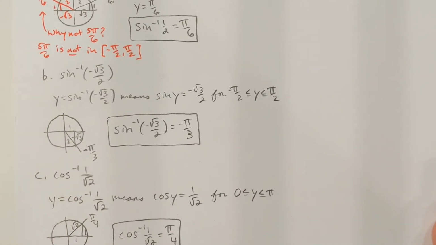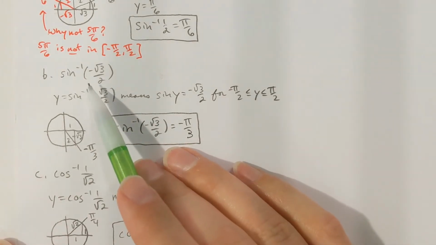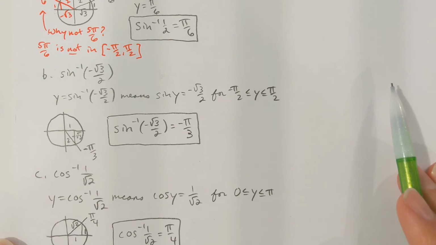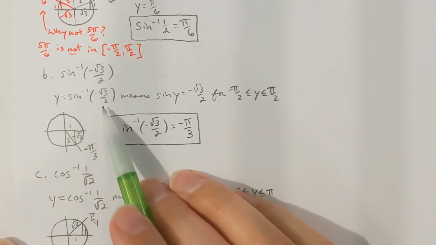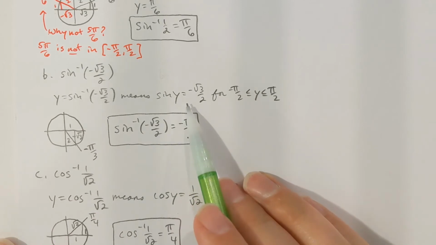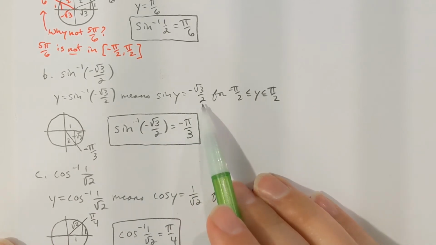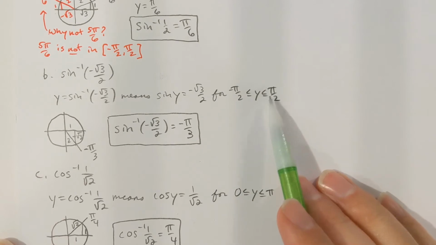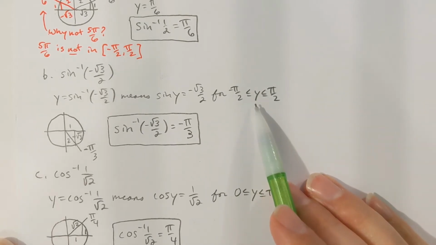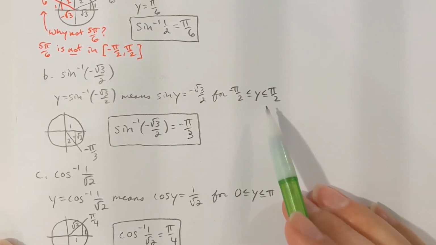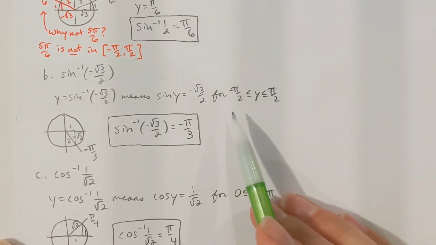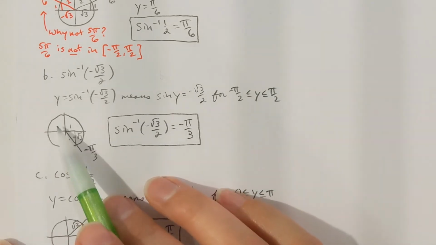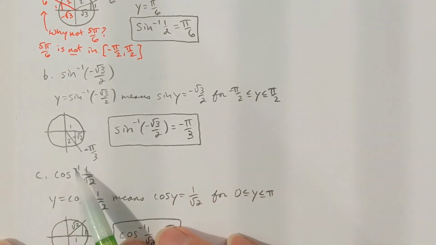Okay, let's take a look at part B. I want to know the exact value of sine inverse of negative root 3 over 2. Well, if I call that y, y equals sine inverse of negative root 3 over 2 means that sine of y would be equal to negative root 3 over 2. And this would be for values of y that are ranging between negative pi over 2 and pi over 2. Again, I always just write down the condition on y just so I know where I'm drawing this triangle here. I can immediately rule out quadrant 2 and quadrant 3.